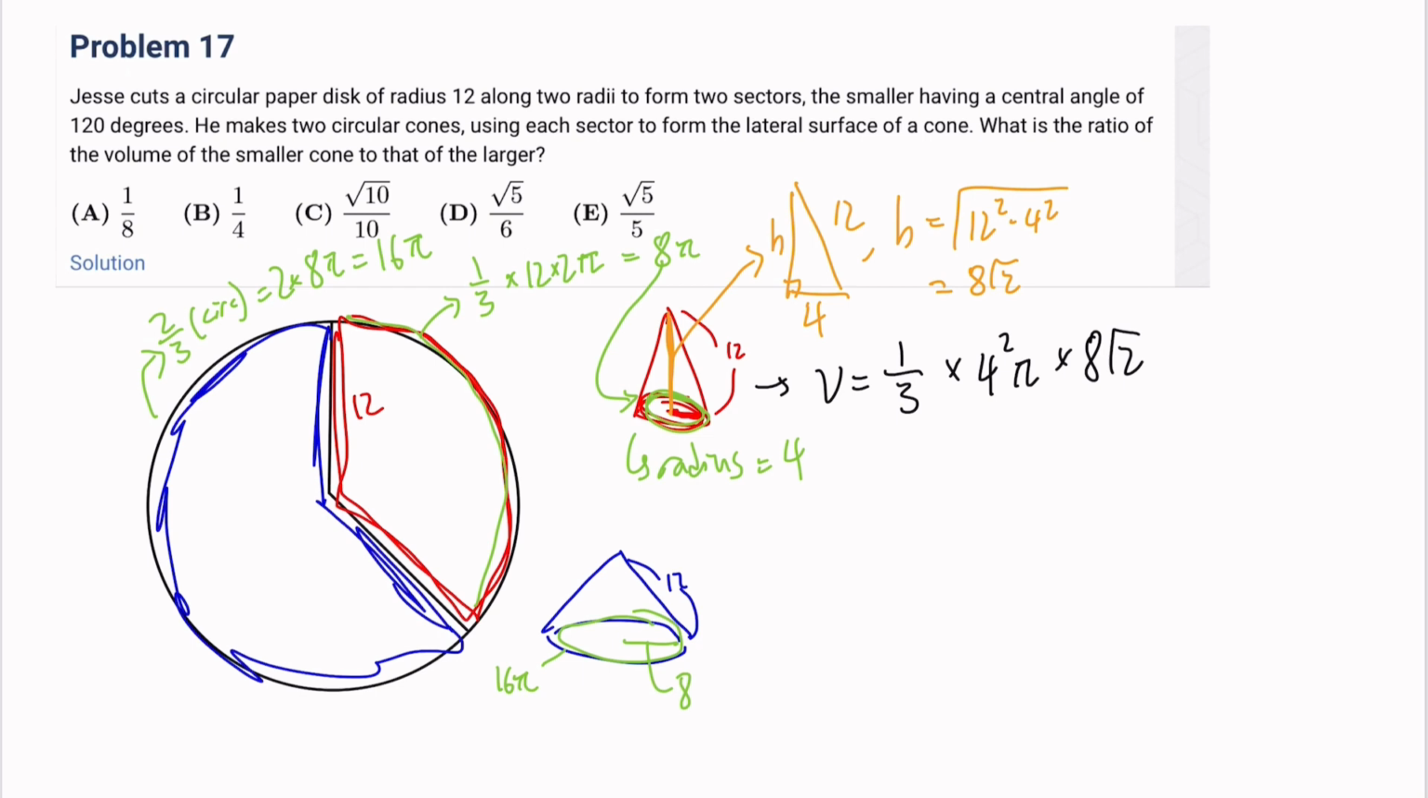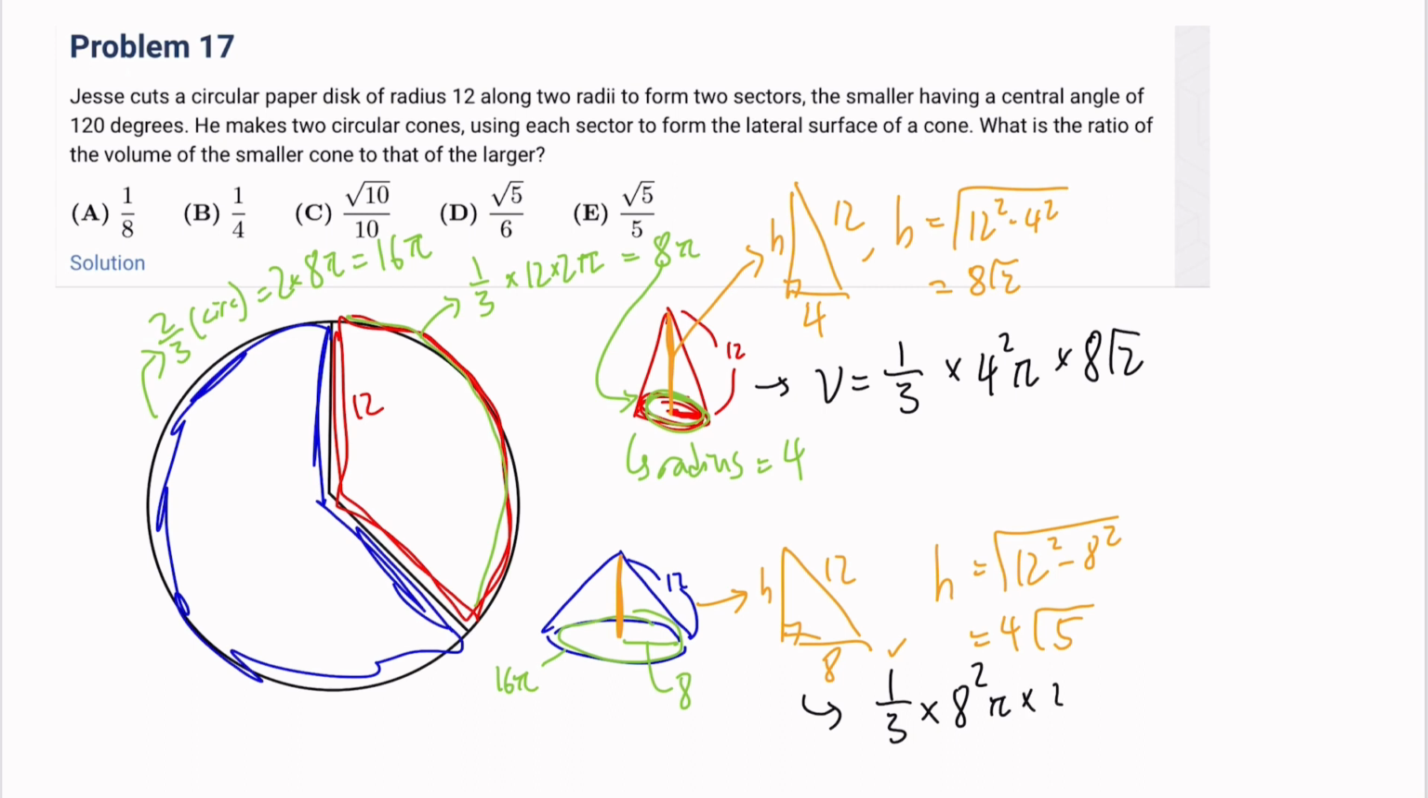And same thing, we need to get the height over here. This is the height, this is 12, and this is 8. And so height equals root 12 squared minus 8 squared, which would equal 4 root 5, right? 4 root 5. And the volume for this would be 1/3 times 8 squared pi times 4 root 5.